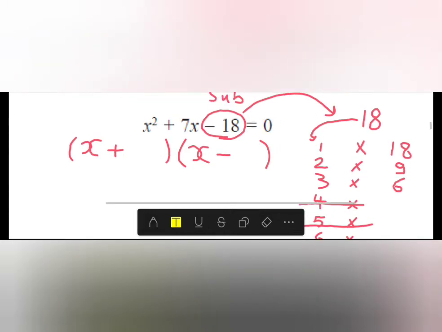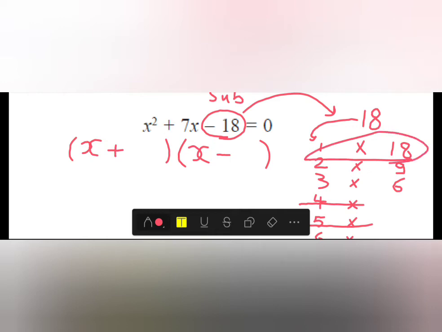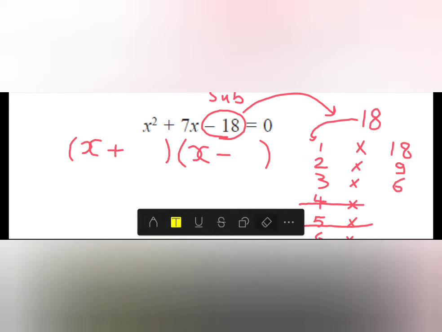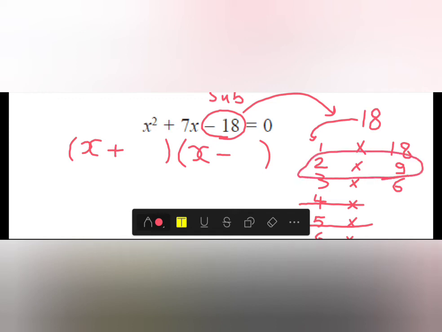Now, in these factors, I need two numbers. I know that when you multiply them, you get 18. Now, the second part of the puzzle, I need two numbers that, when you subtract them from each other, you'll get 7. So which two numbers are they? Are they 1 and 18? Very good. They're not. Are they 2 and 9? Very good. They are 2 and 9. So the answer is 2 and 9.